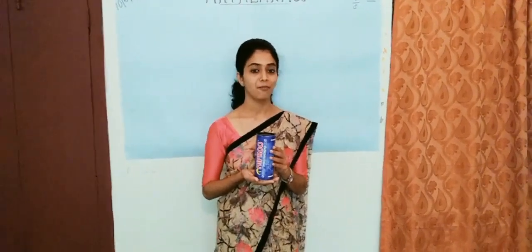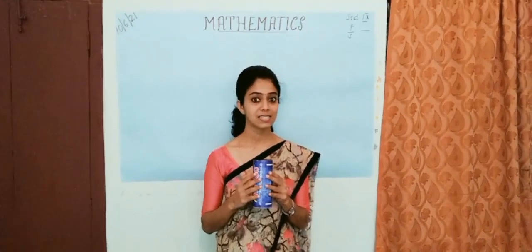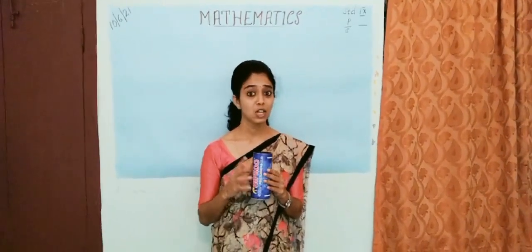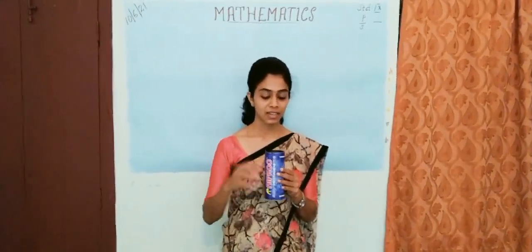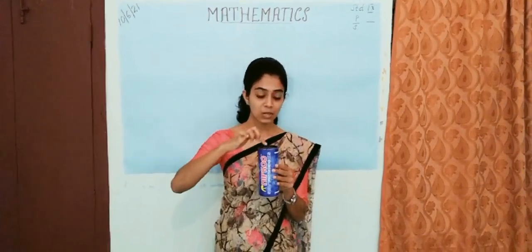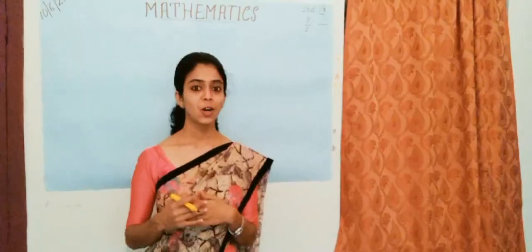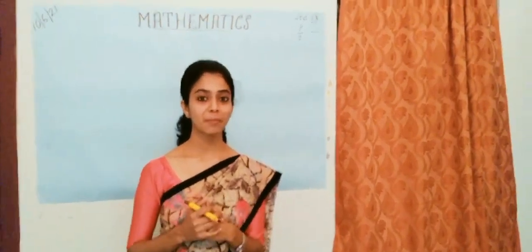Does this cylinder have any corners? Very good. A cylinder doesn't have any corners. Then what about its edges? It has two edges. Which are they? Very good. These two circular edges. These are the two circular edges. So we have seen the properties of a cylinder. So we have got a clear picture about the cylindrical shape.